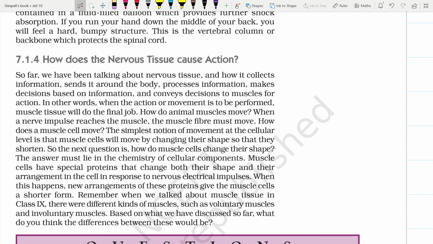The simplest motion of the movement at the cellular level is that the muscle cells will move by changing their shape so that they shorten. So the next question is, how do muscle cells change their shape? The answer must lie in the chemistry of cellular components. Muscle cells have special proteins that change both their shape and their arrangement in the cell in response to the nervous electrical impulse. When this happens, the new arrangement of these proteins gives the muscle cell a shorter form. Remember, when we talked about muscle tissue in class 9th, there are different kinds of muscles such as involuntary and voluntary muscles.